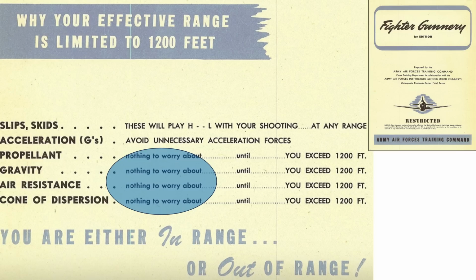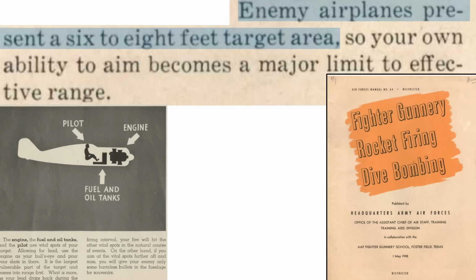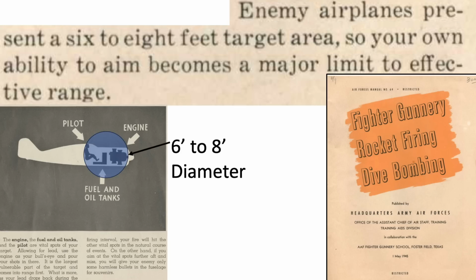enough to ignore. A key factor to consider is the fighter's target size. An aerial target size equates to an area roughly 6 to 8 feet in diameter, as defined on this page from a May 1945 Air Force No. 44 manual titled Fighter Gunnery Rocket Firing Dive Bombing. A 6 to 8 foot diameter vital zone is shaded here, which includes the pilot, engine, oil, and fuel tanks.